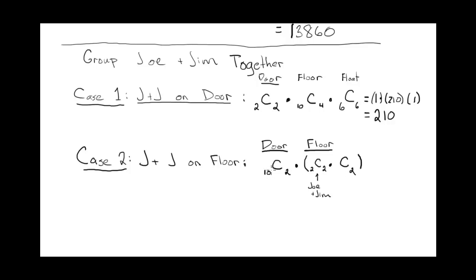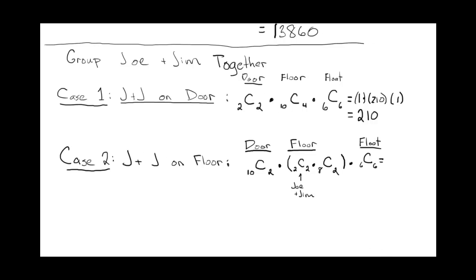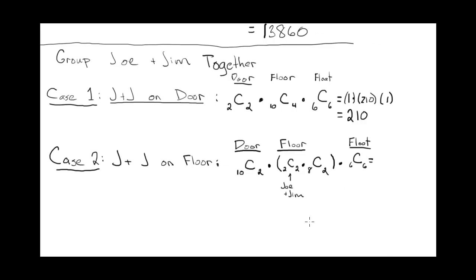Well, I can't choose Joe and Jim, so there's 2 people I can't choose, and I can't choose the people that I put over here, so it's going to be 8 choose 2 times, and then the floaters, and again, that'd be 6 choose 6, because there's 6 left, and we need to fill all 6 positions. Let me just move this over a bit. So what is that? 10 choose 2.